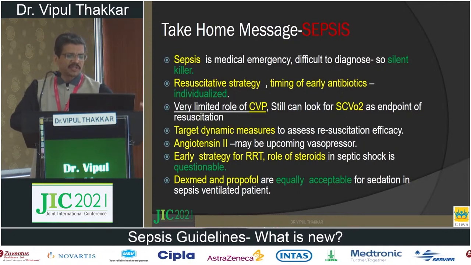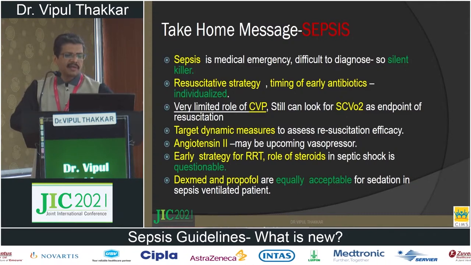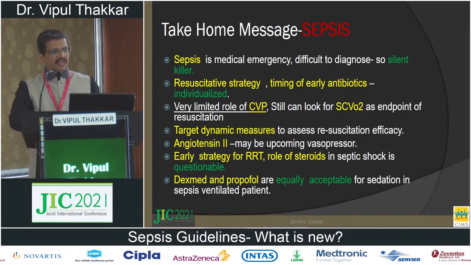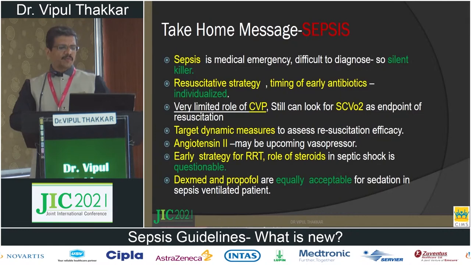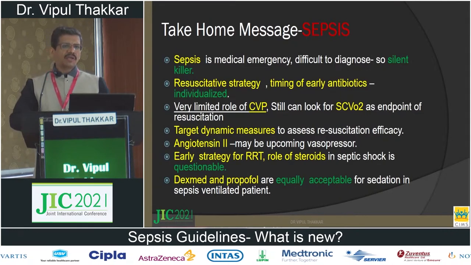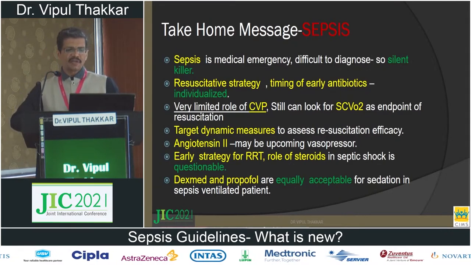Angiotensin 2 is a new vasopressor that may be coming up. And early renal replacement therapy and steroids have a questionable role. And propofol and dexmedetomidine are equally acceptable in sepsis ventilated patients.